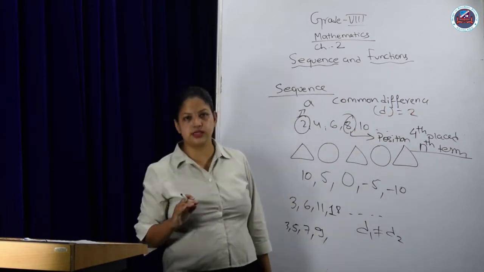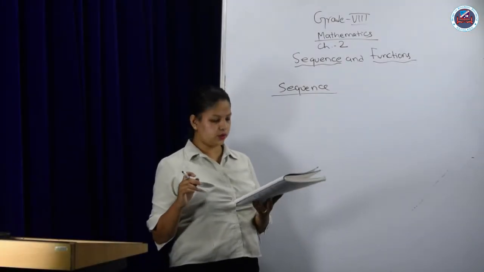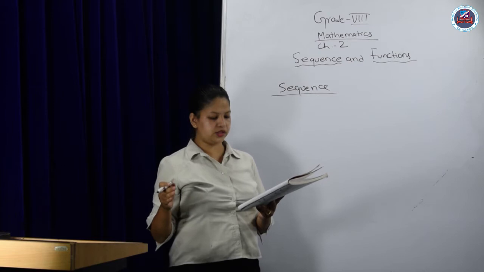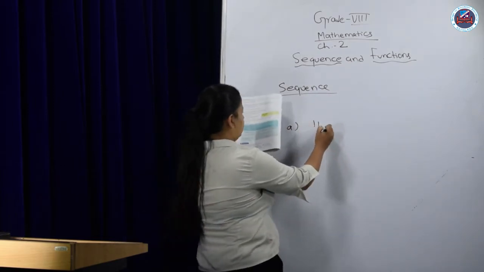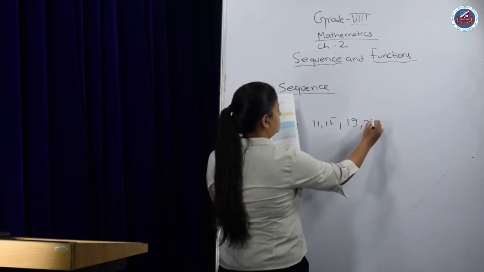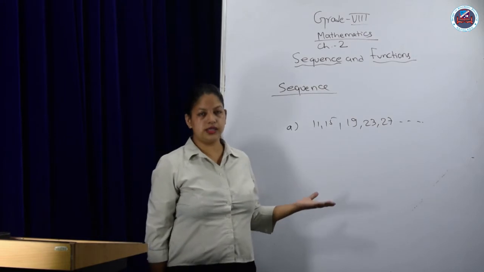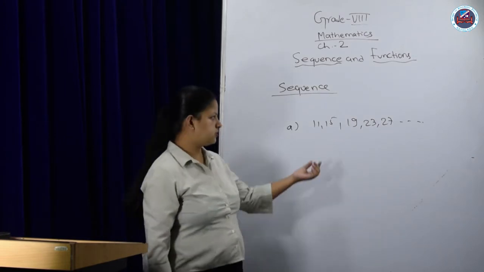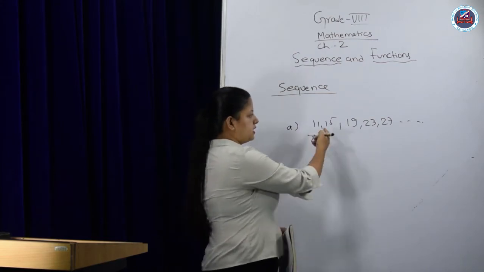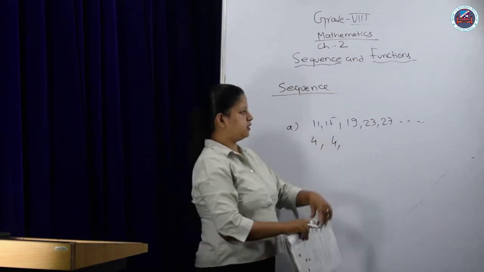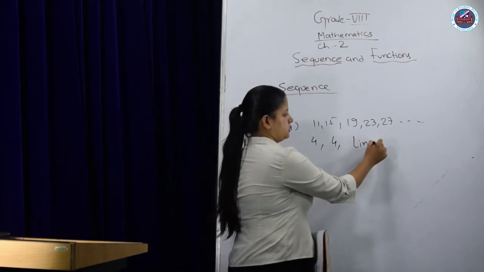Now we'll do some questions under that. You can check your exercise 2.1, question number 1. Write down whether each sequence is linear or non-linear. Let me see. First one, 11, 15, 19, 23, 27 goes on. Now we'll know it linear or non-linear by checking the difference. Now check it. 15 minus 11, 4. 19 minus 15, 4. 23 minus 19, 4. That means it is linear sequence.